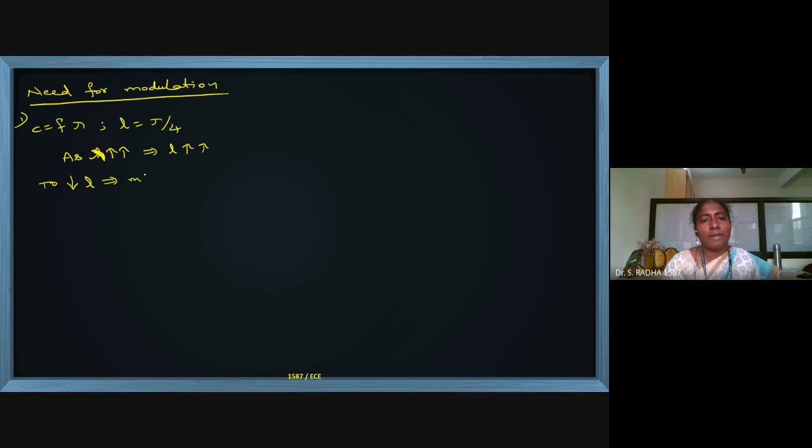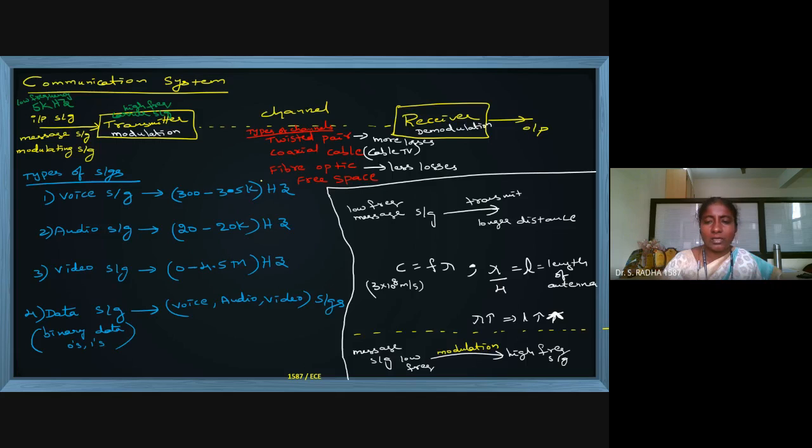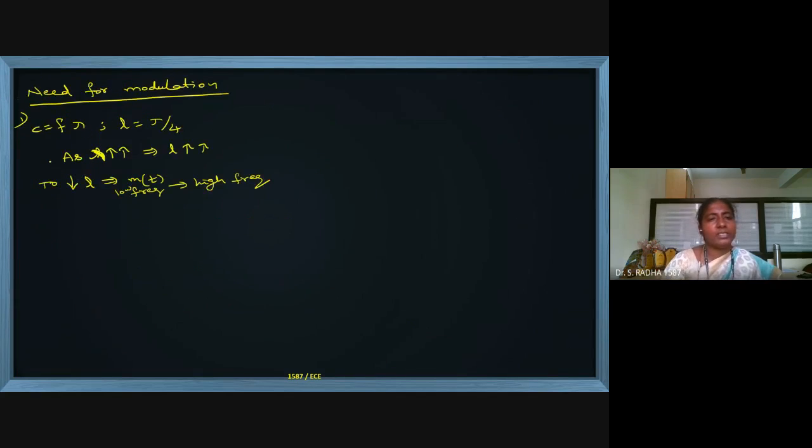The message signal, I am representing with the symbol M of t, whose low frequency is converted to high frequency. This is the first requirement for modulation.